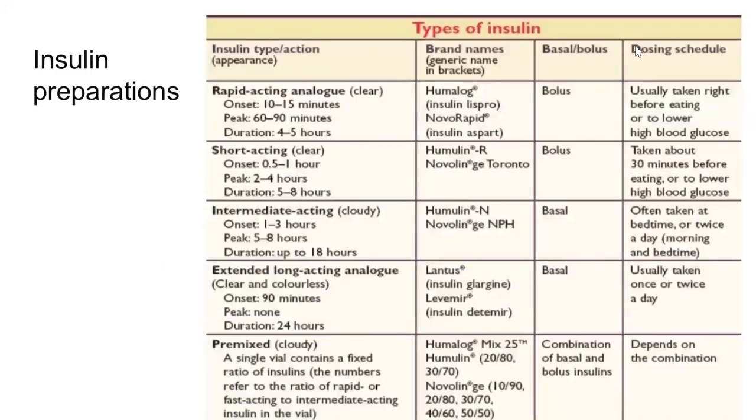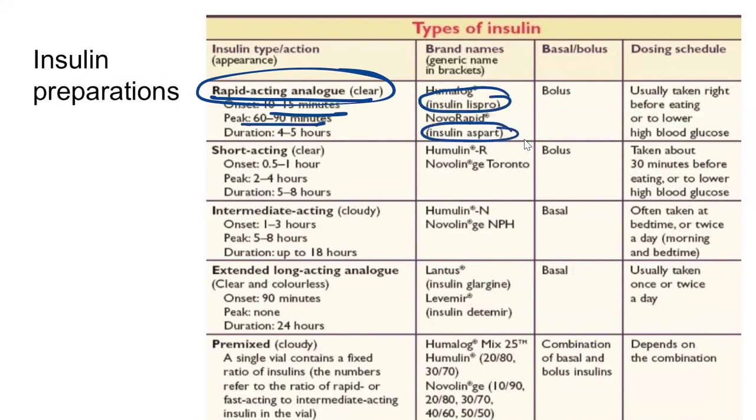Then we have these insulin preparations. In insulin preparations, we have rapid acting insulin, whose onset of action is 10 to 15 minutes and peak time is 60 to 90 minutes. Examples are insulin lispro and insulin aspart. They are mostly given as a bolus, usually right before eating to lower high blood glucose.